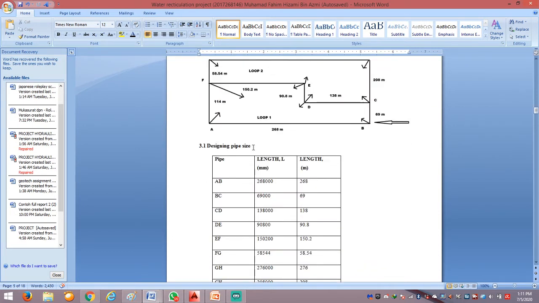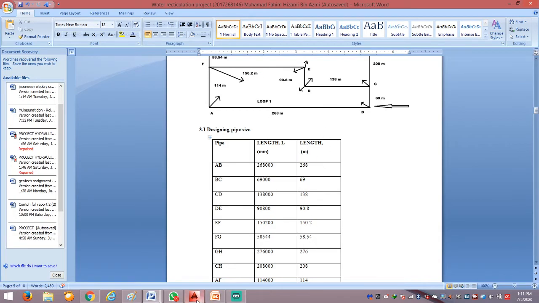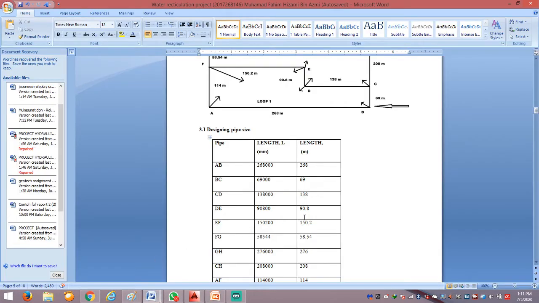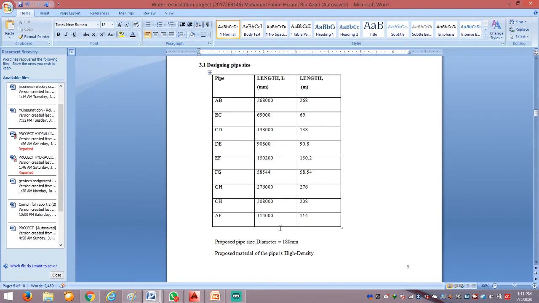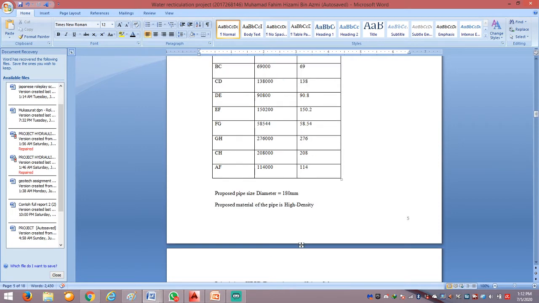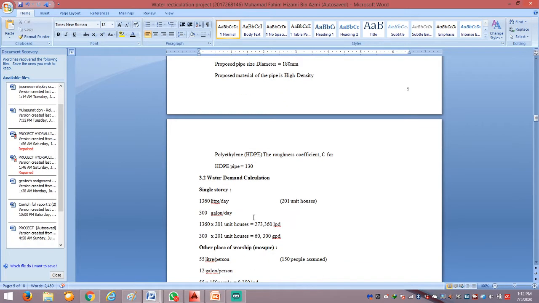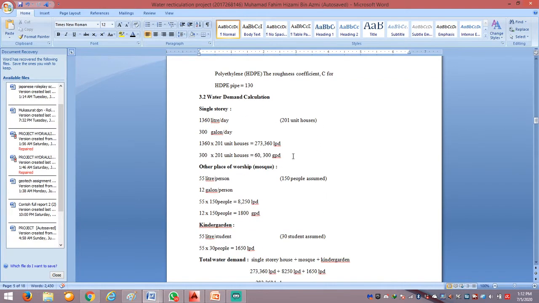I designed the pipes, and all of the lengths I got from AutoCAD. I transferred the design to AutoCAD with a scale of 1:1500, and all the dimensions I transferred into this table. The diameter I use is 0.18 meter, and the pipe that I choose is HDPE, or high density polyethylene, because it is good in low temperature impact resistance and excellent in chemical resistance, and the C value is 130.